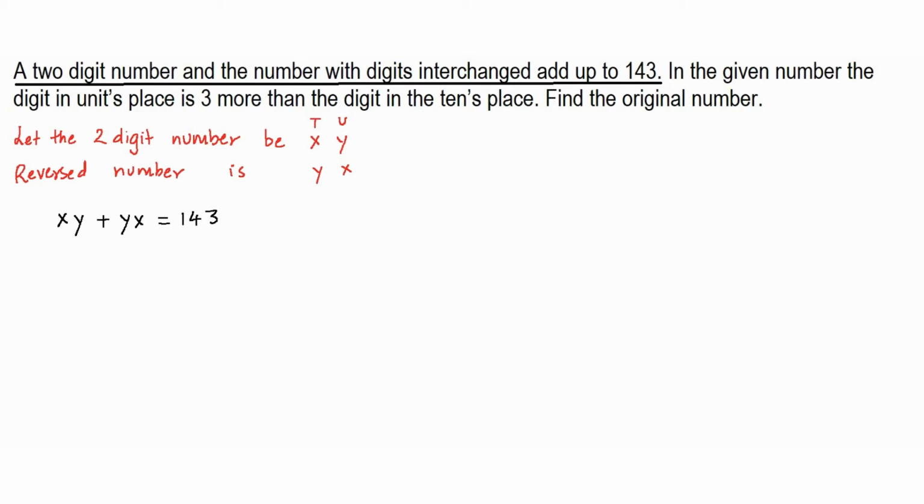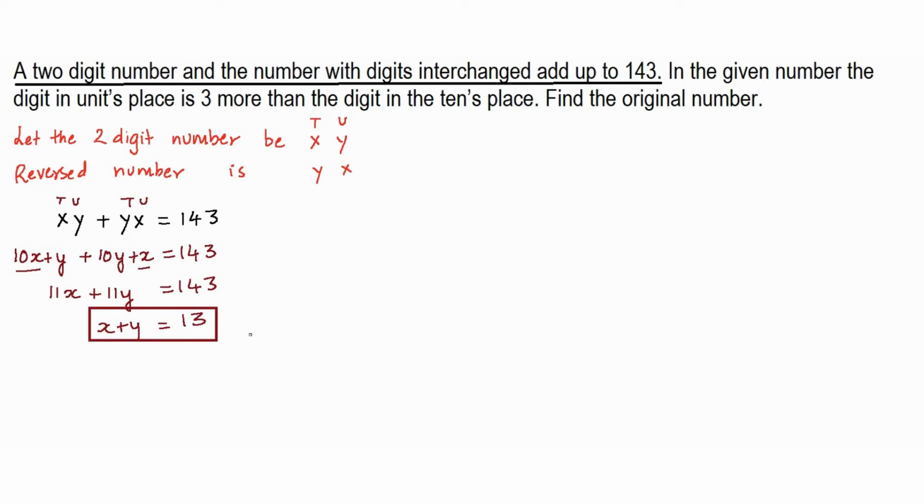Now what is XY? Because X is in the tens place, let us write the digits also, tens and units. Because X is in the tens place, I know that the value of this number is going to be 10x plus y, and the digit y is in the tens place, so it is going to be 10y plus x is equal to 143. Adding the like terms, 10x plus x is 11x and y plus 10y is 11y is equal to 143, which means dividing the equation throughout by 11, I get x plus y is equal to 13. So this is the first equation that I get.